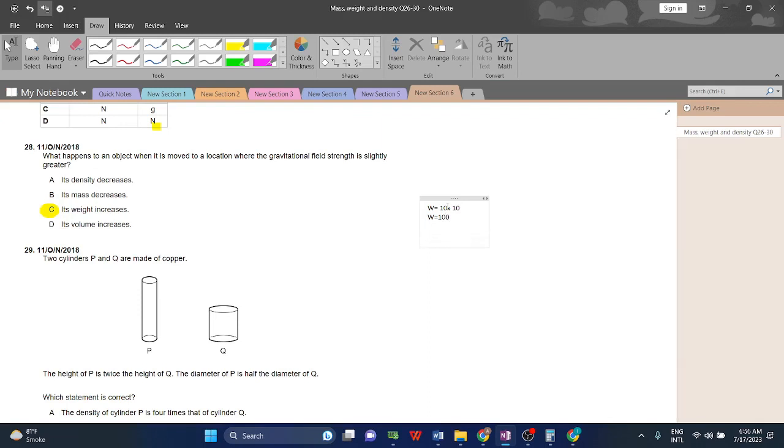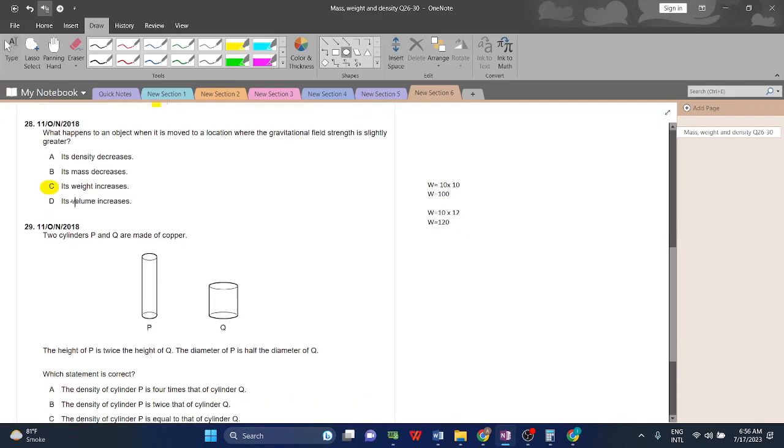But हम एक slightly greater gravitational field में जाएंगे तो weight is equal to mg. M is gonna stay the same. The mass will still be 10 kilograms, but the g will vary. G change होगा, gravitational field strength change होगी, which can be slightly greater than 10, maybe 11, maybe 12. So it's gonna give us a weight of 120, right? So C is the right answer.